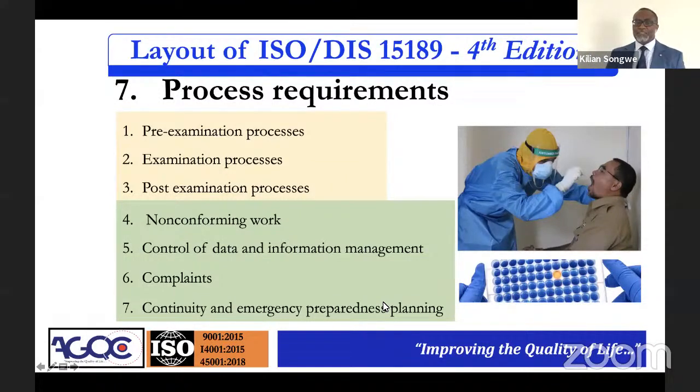Pre-examination processes, examination processes, and the post-examination processes under the process requirement. But now look at the next 4 things that follow. It talks about non-conforming work. You need to actually be in the examination process to have non-conforming work. This is control of data and information management. Every time an activity is carried out, it must be recorded. What actually happened must be recorded. So when you control the data, you will be controlling data that comes out of an actual process, whether it's the pre-examination process, the examination process, or the post-examination process.